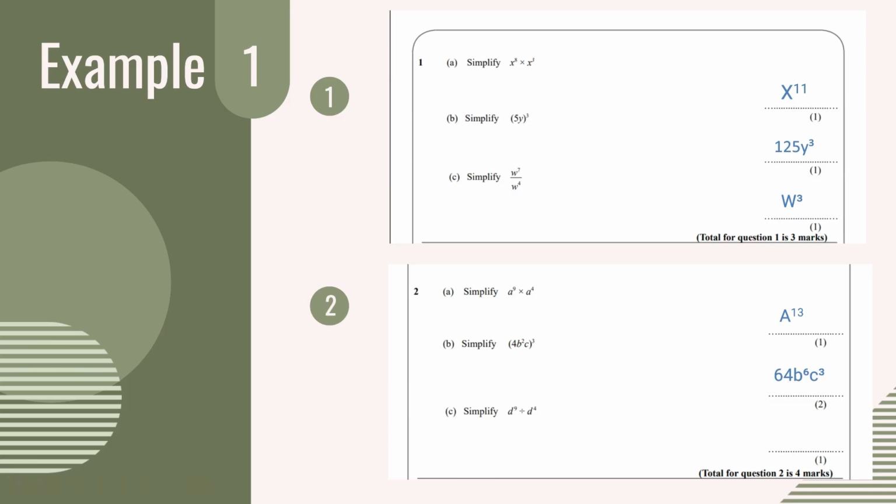On 2c, we have to simplify d to the power of 9 divided by d to the power of 4. As we did in question 1c, we minus 4 from 9, giving us 5. So our final answer would be d to the power of 5.